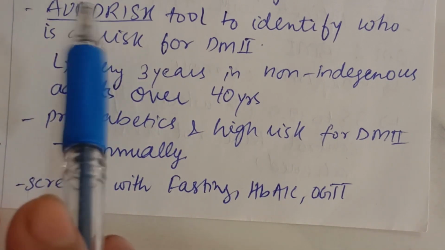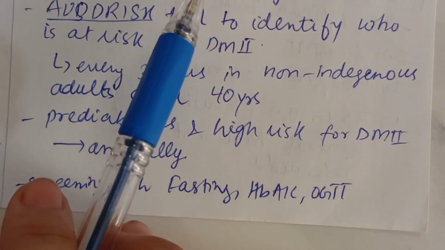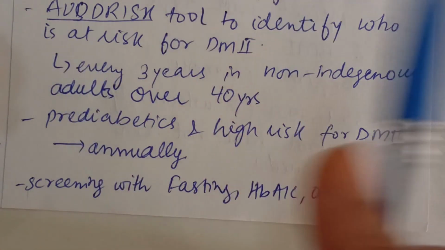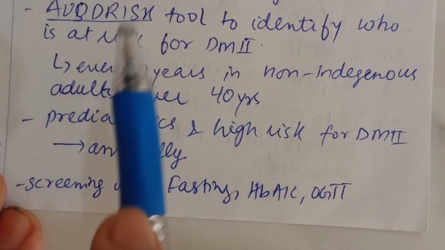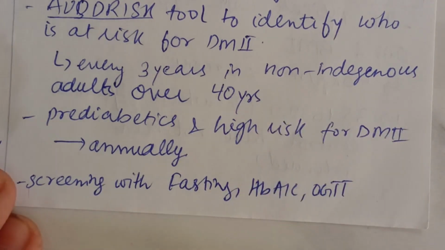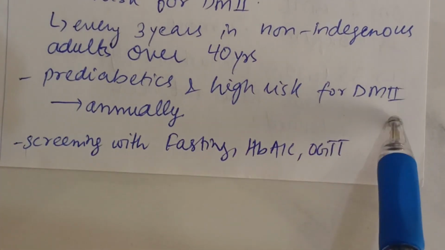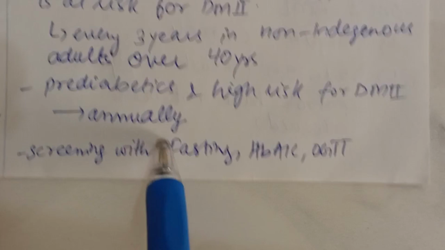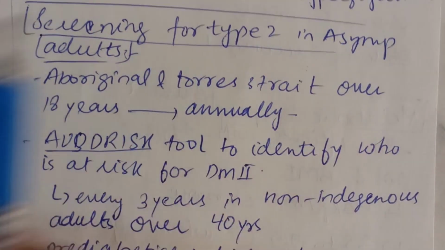So there is a specific tool to check which patients are at risk of developing diabetes and who need screening. It does not apply to Aboriginal and Torres Strait Islander people because they are already at a higher risk of developing diabetes. So it is used every 3 years in non-indigenous adults over 40 years of age to check if they need screening. And the pre-diabetics and high-risk patients for type 2 diabetes are screened annually, and Aboriginal and Torres Strait Islander people over 18 years are also screened annually.